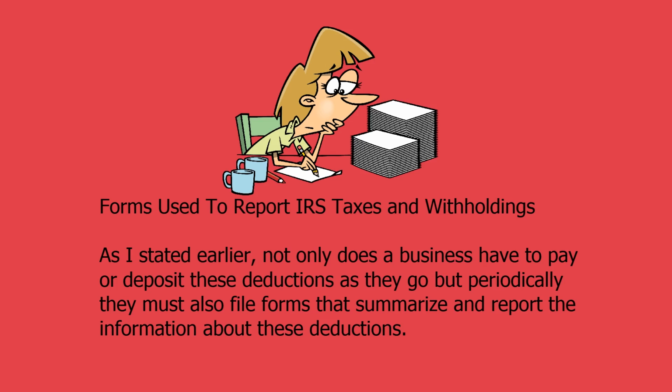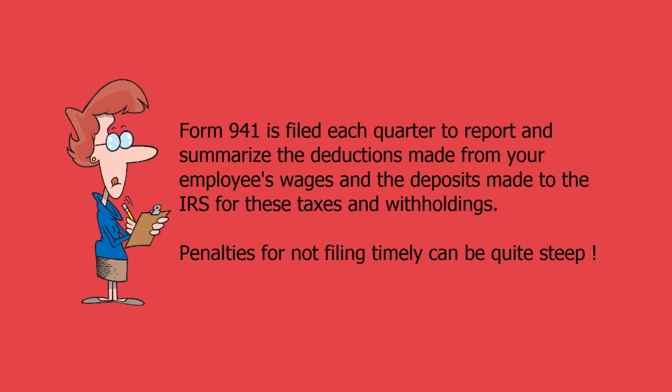Forms used to report IRS taxes and withholdings. As I stated earlier, not only does a business have to pay or deposit these deductions as they go, but periodically they must also file forms that summarize and report the information about these deductions. Form 941 is filed each quarter to report and summarize the deductions made from your employees' wages and the deposits made to the IRS for these taxes and withholdings. Penalties for not filing timely can be quite steep.